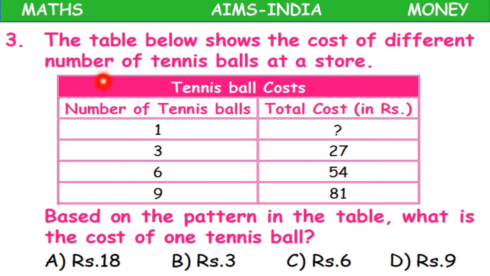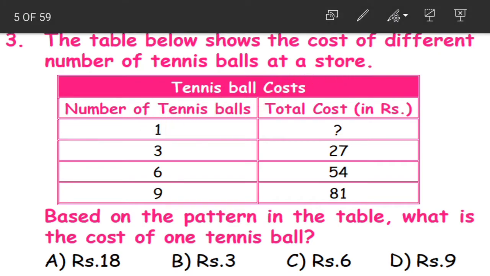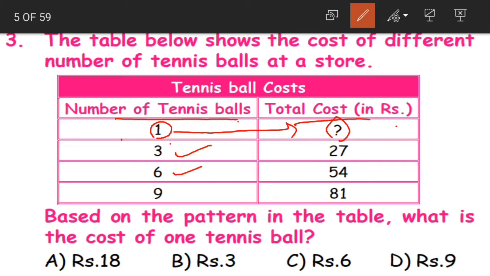Next question 3. The table below shows the cost of a different number of tennis balls at a store. What does the table show here? It shows the cost of different number of tennis balls. If you look at the table here, we are having number of tennis balls and the total cost. The cost of one tennis ball is not given for us. Yes, children, the cost of one single tennis ball is not given, but the cost of 3 such balls, 6 balls and 9 balls is given for us.